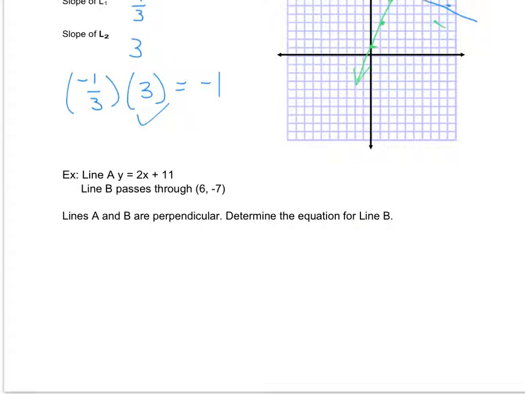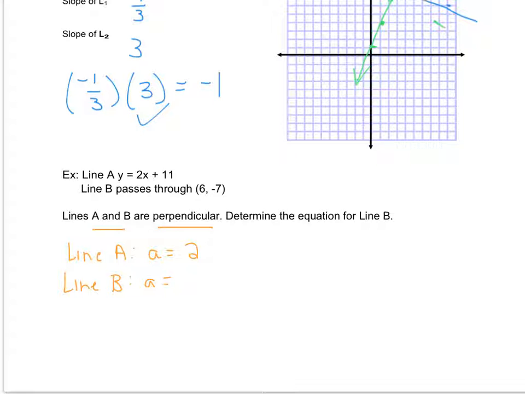So let's look at an example. Line A, y is equal to 2x plus 11, and line B passes through 6 and negative 7. Lines A and B are perpendicular. Determine the equation of line B. This is a typical question that you would see on a test. So the first thing that you need to figure out is, okay, line A, they're perpendicular. So line A has a slope of 2. Line B, if they're perpendicular, its slope is going to be the negative reciprocal.